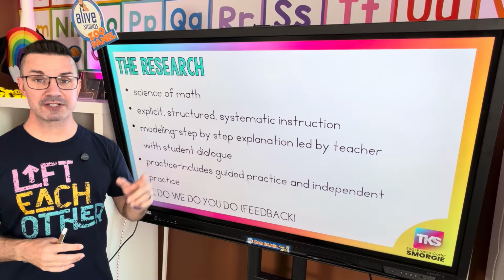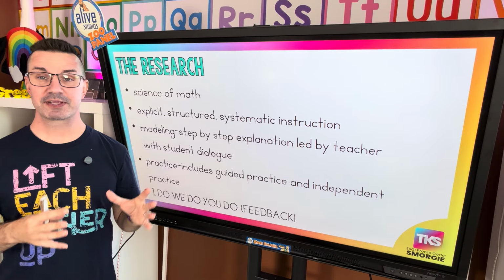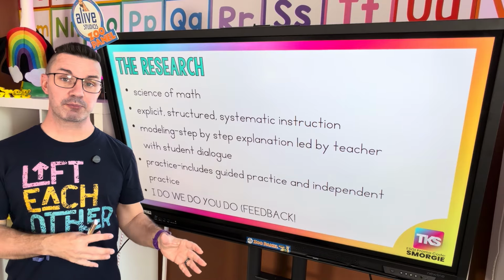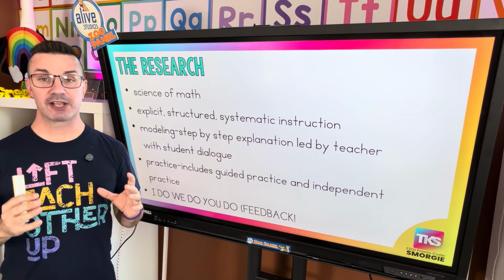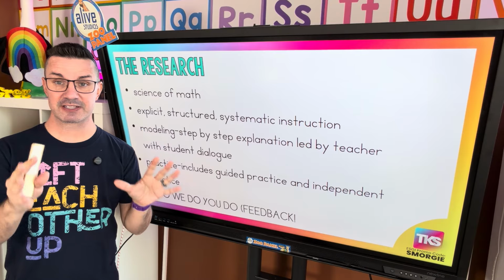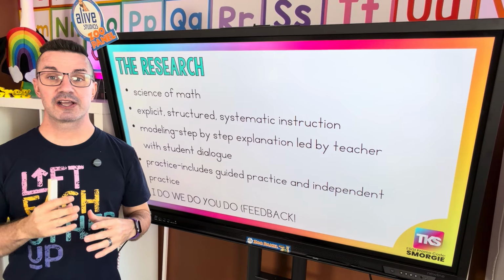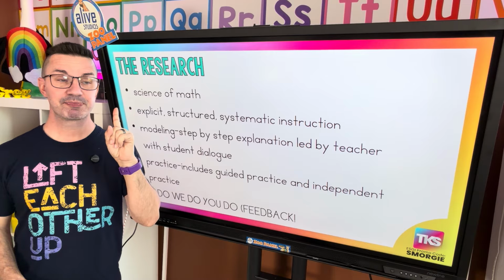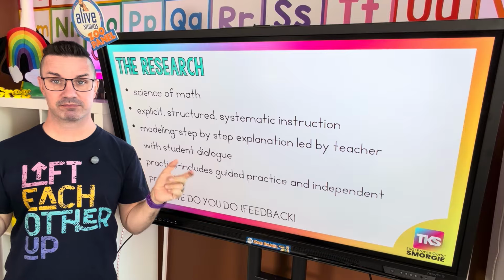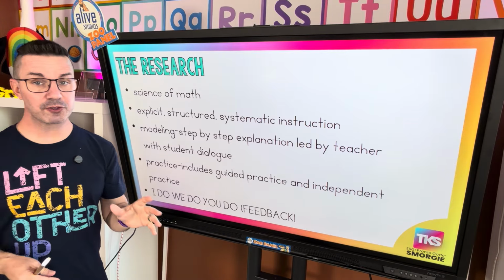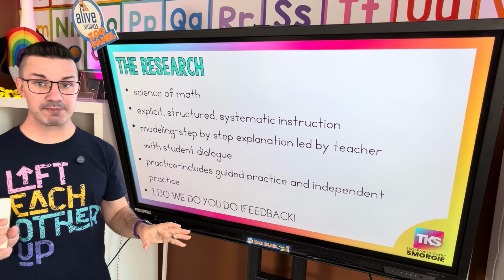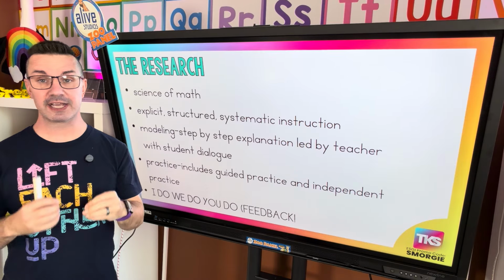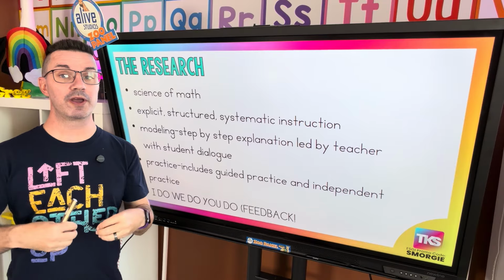So first thing I want to talk about, the science of math. Just like with the science of reading, we're really starting to understand now how the brain works when it comes to learning math. This is not going to shock any of us, especially those of us in early childhood. Our kids, just like with reading and math, need explicit, structured, systematic instruction. Shocker, right? What the research is telling us that our kids need in math is modeling. They need step-by-step explanations led by us with dialogue.